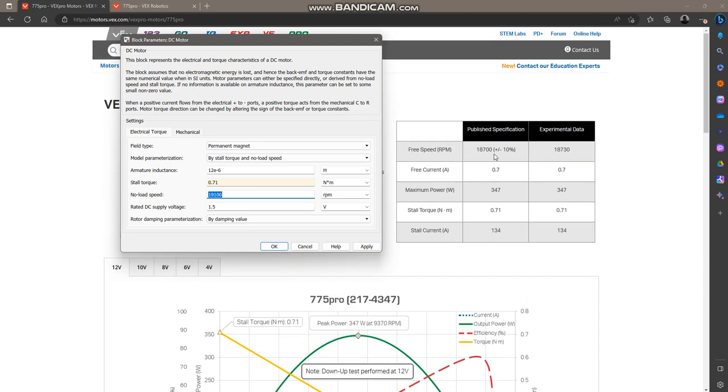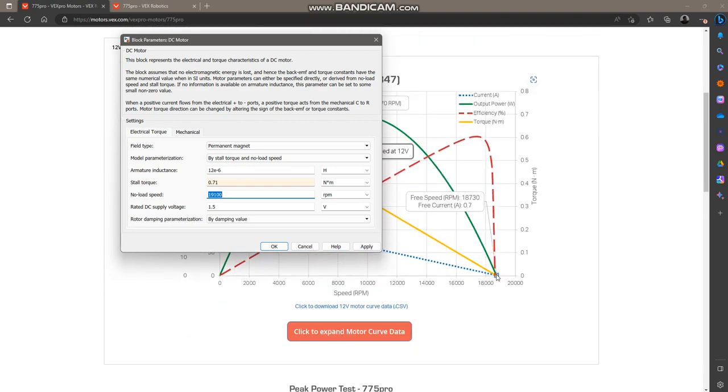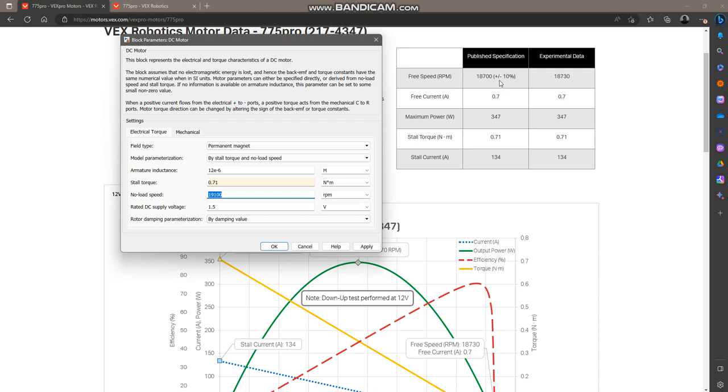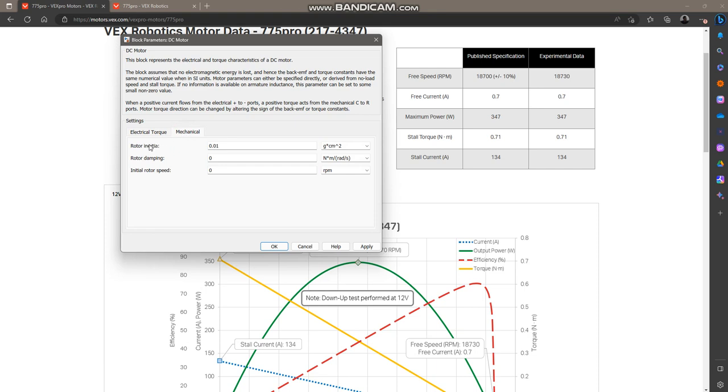So they use the term free speed. But based on what you observe in the curve, it will be quite clear that no load speed is what they mean by free speed. So you can change the units, but keep it at RPMs and specify it to 18,700. Rated voltage will be 12. We can specify the rotor damping parameters as well, and the rotor inertia too, but let's keep them at the default values of extremely small ones.